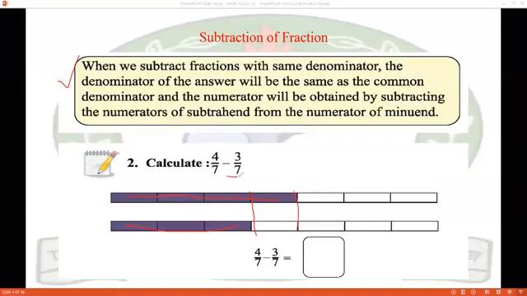You see that there is a common denominator 7, so we write 7. Then you subtract the numerator 3 from the numerator 4. Then the result will be 1 by 7 easily. When the denominator is common, you follow these rules to solve any subtraction of fractions.